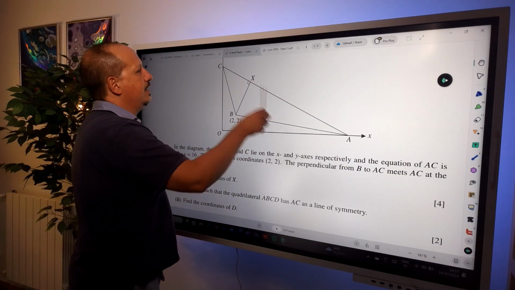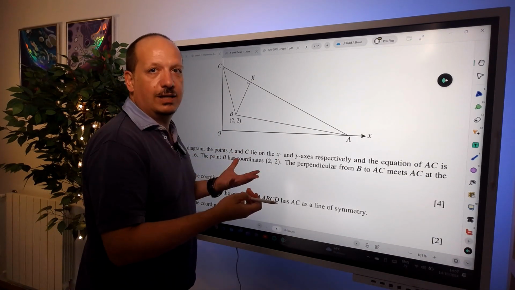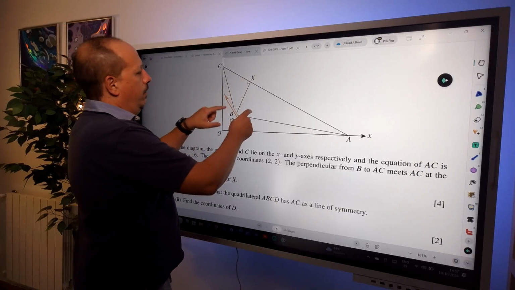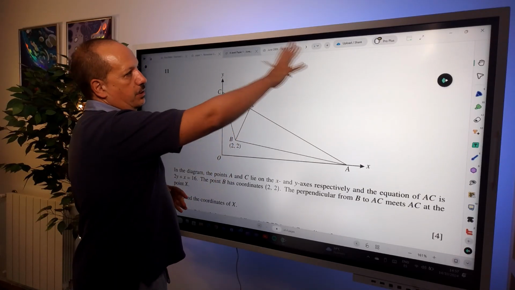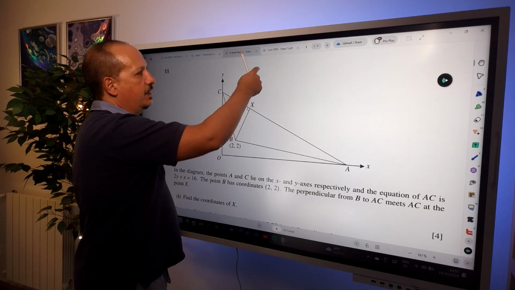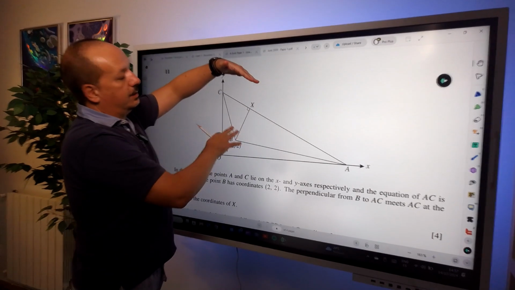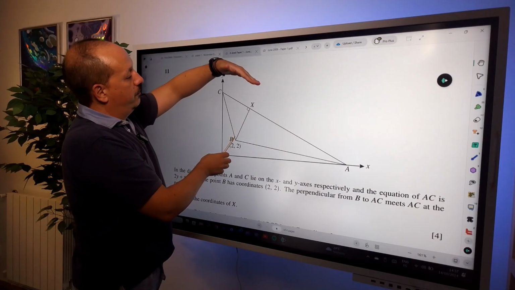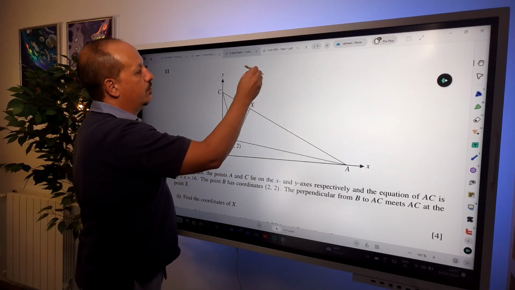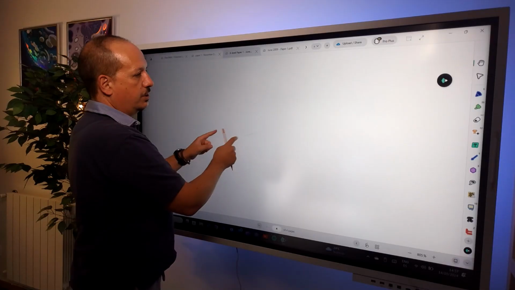So if AC is a line of symmetry of a quadrilateral, the rest of the quadrilateral is going to be somewhere over here, and this point D is going to be such that this will mirror this part over here. So obviously the point D is going to be somewhere over here. And I just zoomed in.